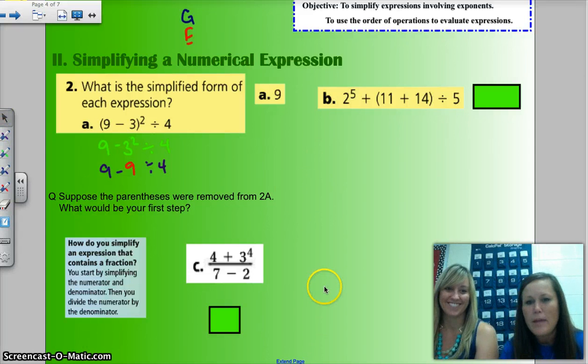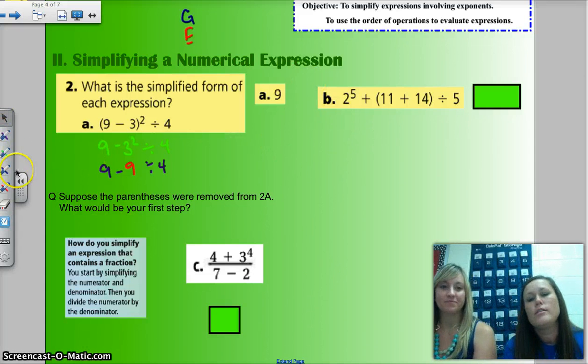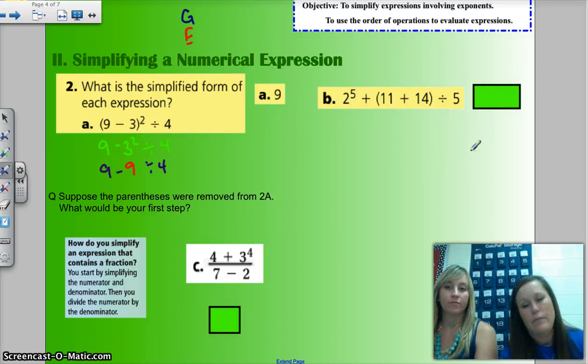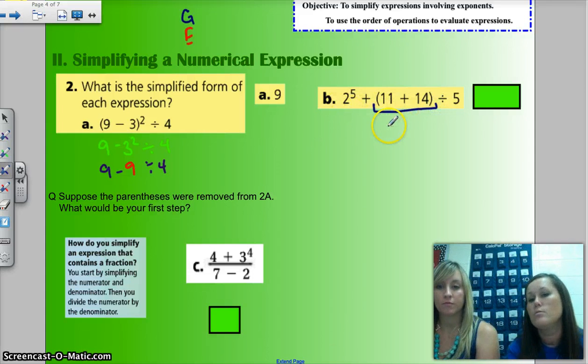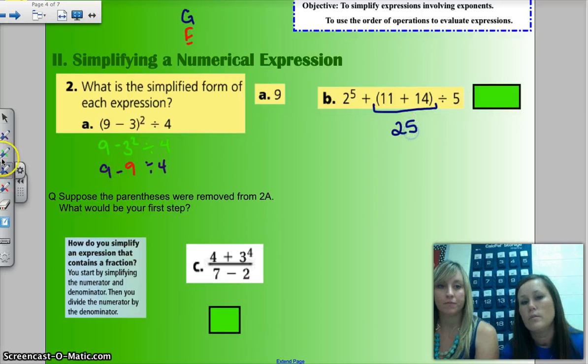Anyway, let's look at number B. 2 to the 5th plus the quantity of 11 plus 14 divided by 5. Okay, what do we do first? Well, in GEMDAS, excuse my dear Aunt Sally, I'm going to do the grouping symbols, which are those parentheses. 11 plus 14 is what, 25?